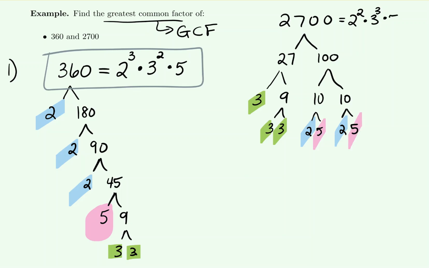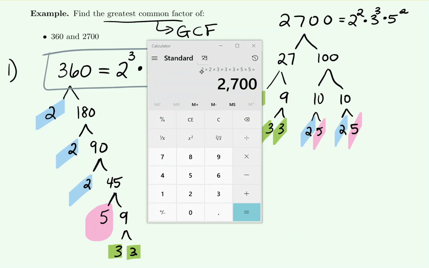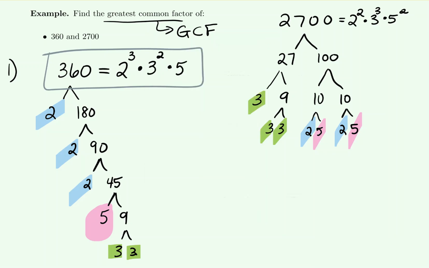So we'd say times 5. How many times does it occur? 2. And notice if you actually multiply all that out, 2 squared times 3 cubed times 5 squared, you do indeed get 2,700. So you can always check your work with these problems as you go.